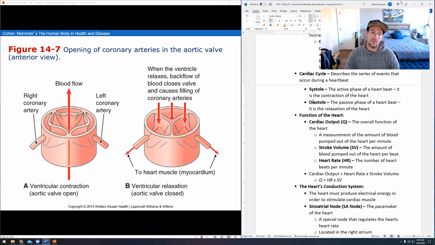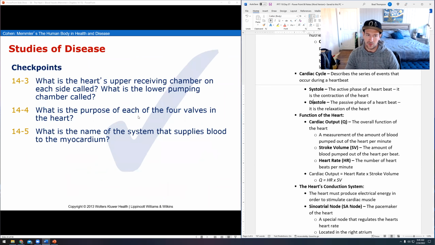So this is sort of what those valves look like, by the way. Don't worry too much about this, but it's going to open up to allow blood flow, and then it's going to close down to sort of stop blood flow.